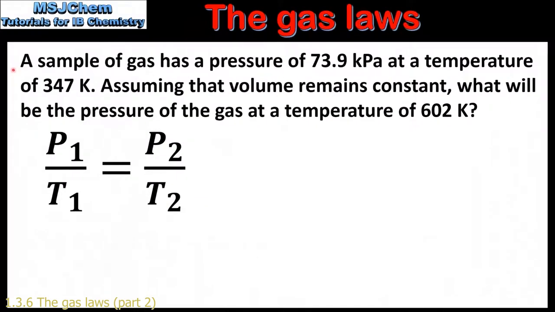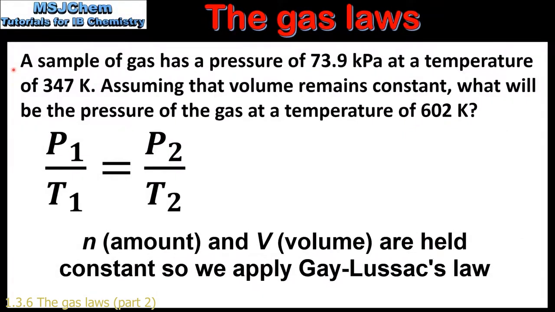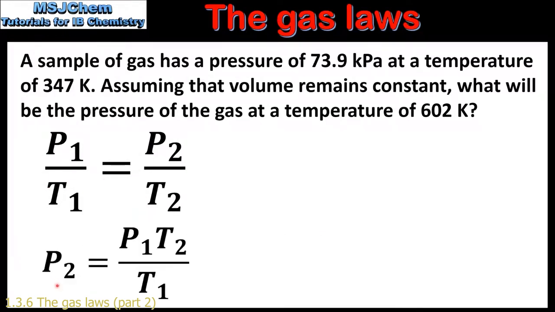In our next example, we have a sample of gas with a pressure of 73.9 kilopascals at a temperature of 347 Kelvin. Assuming that volume remains constant, what will be the pressure of the gas at a temperature of 602 Kelvin? So here we have the equation for Gay-Lussac's law. In the question, we're given P1, T1, and T2. So we need to solve for P2. And here we have the equation rearranged to solve for P2.